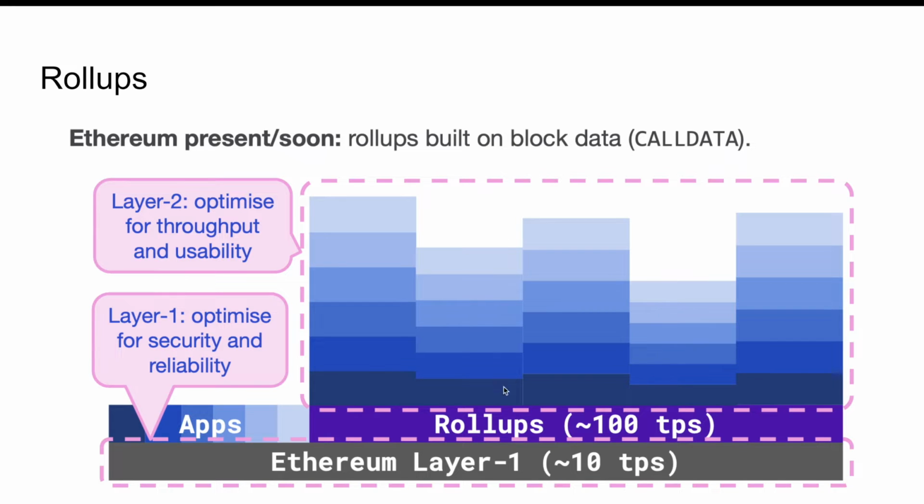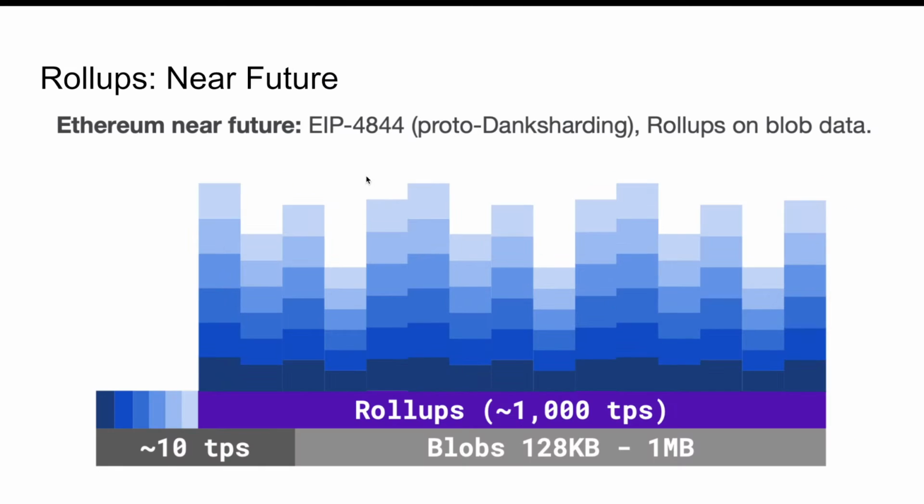One key thing to remember about rollups is that they use the block data, which is essentially the call data in Ethereum, and that is a bit more expensive because it needs to be stored in the blockchain forever. That sort of limits how cheap the rollup transactions can be. And currently, they achieve around 100 transactions per second.